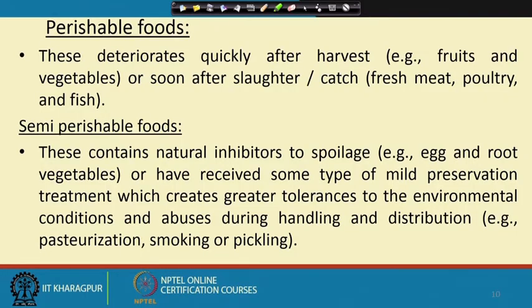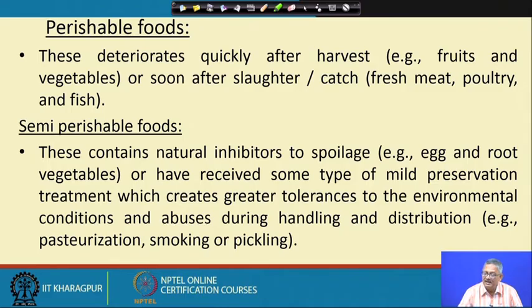So, by definition we call those that contain natural inhibitors to spoilage, for example, egg and root vegetables. Egg and root vegetables, these are normally under the umbrella of semi-perishable, or have received some type of mild preservation treatment which creates greater tolerance to the environment conditions and abuse during handling and distribution, for example, pasteurized or smoking or pickling, all these, right.